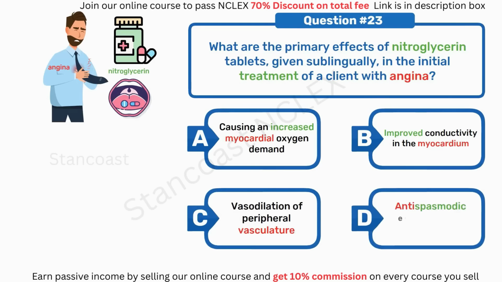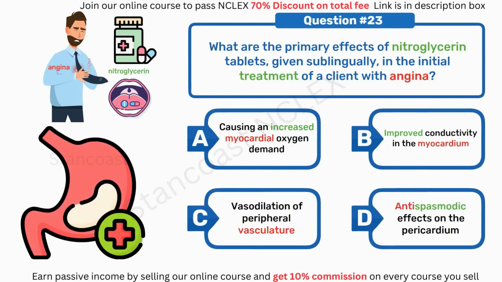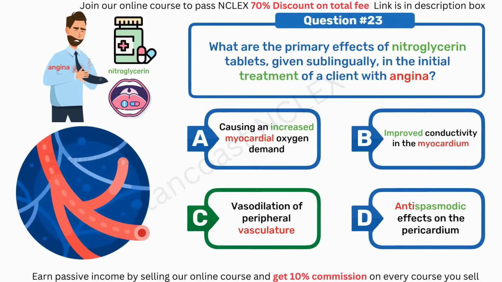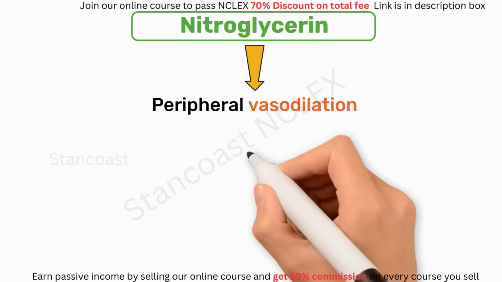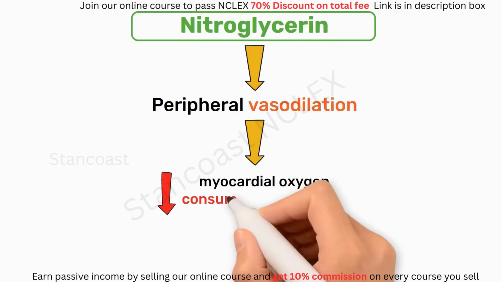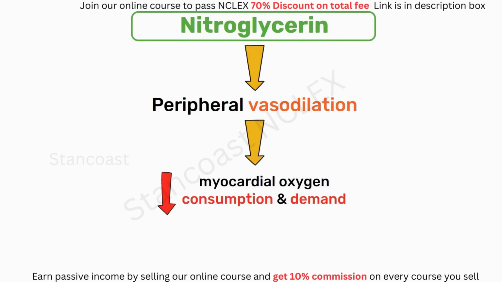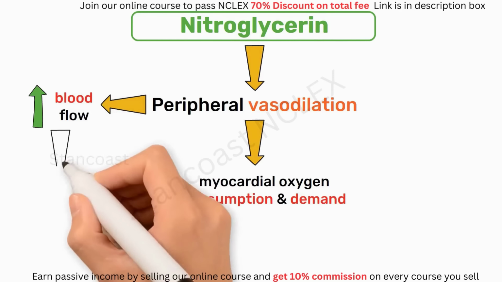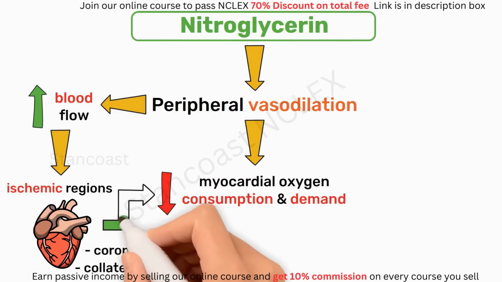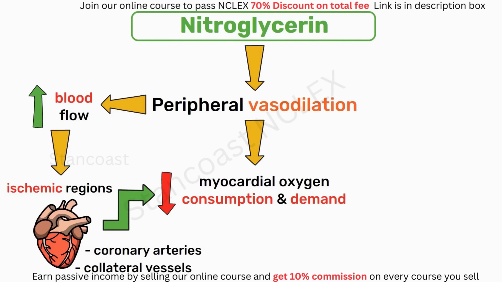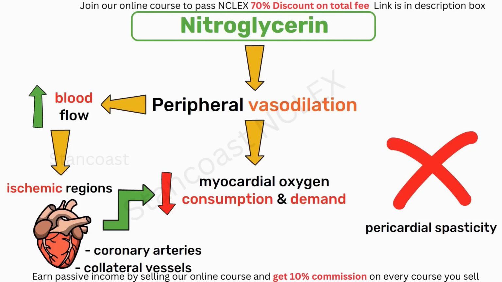D. Antispasmodic effects on the pericardium. Option C is correct here, because nitroglycerin induces peripheral vasodilation, leading to a reduction in myocardial oxygen consumption and demand. Additionally, this vasodilation can enhance blood flow to ischemic regions of the heart through coronary arteries and collateral vessels. As a result, nitroglycerin effectively decreases myocardial oxygen demand. However, it does not exhibit any influence on pericardial spasticity or conductivity within the myocardium.